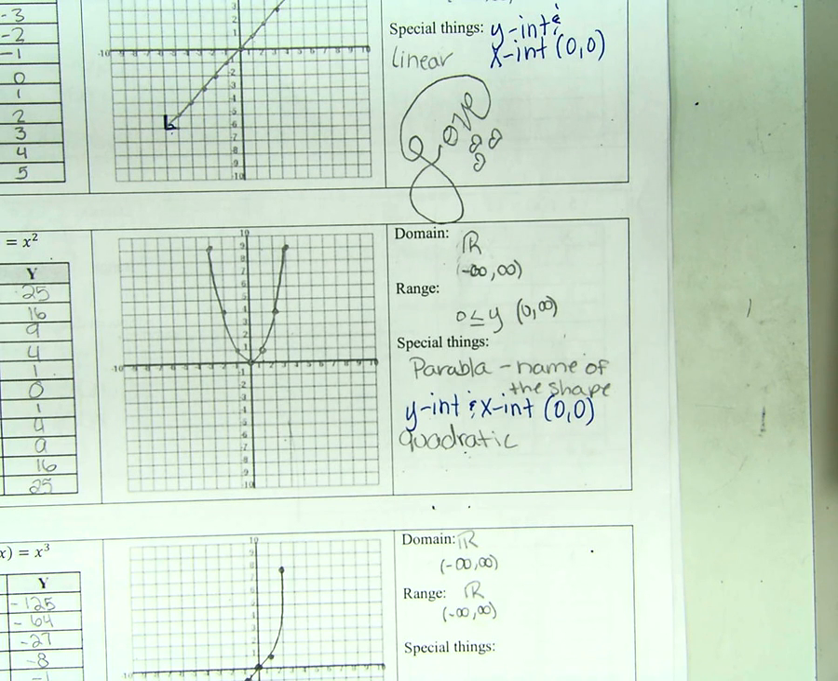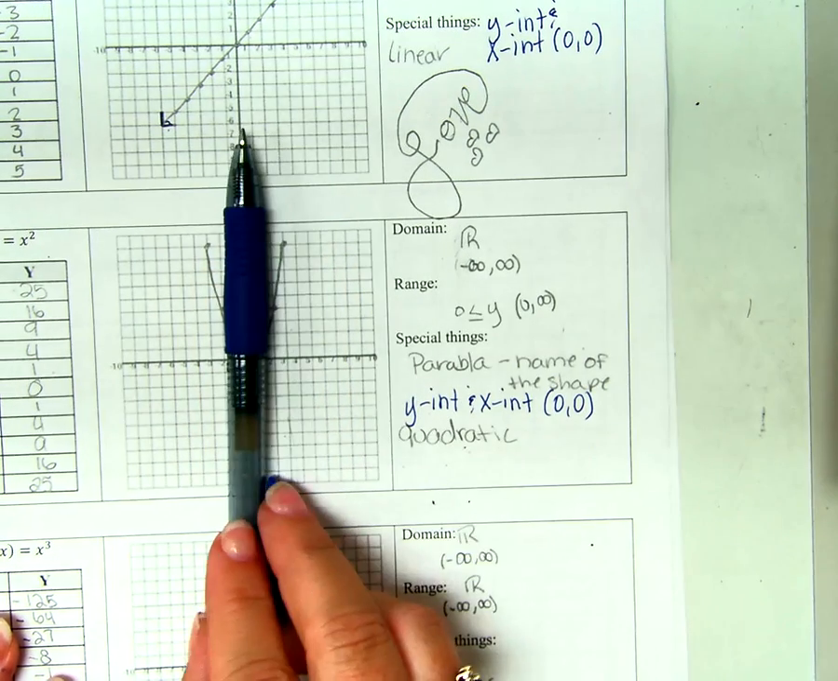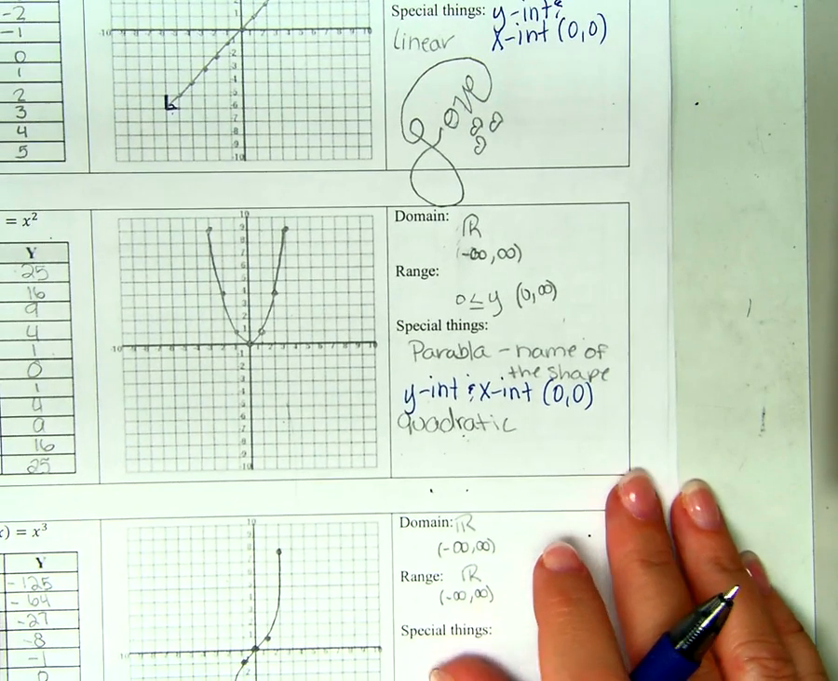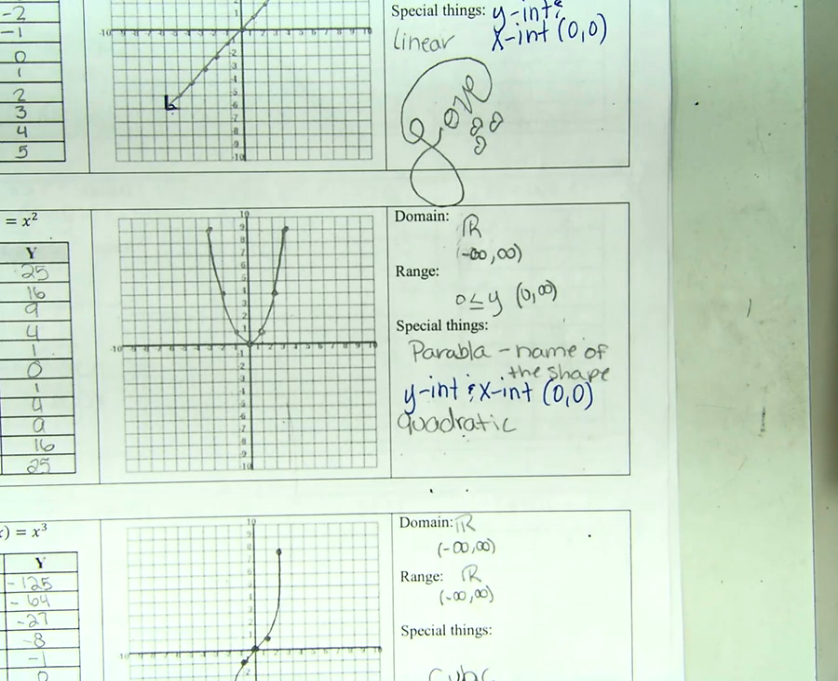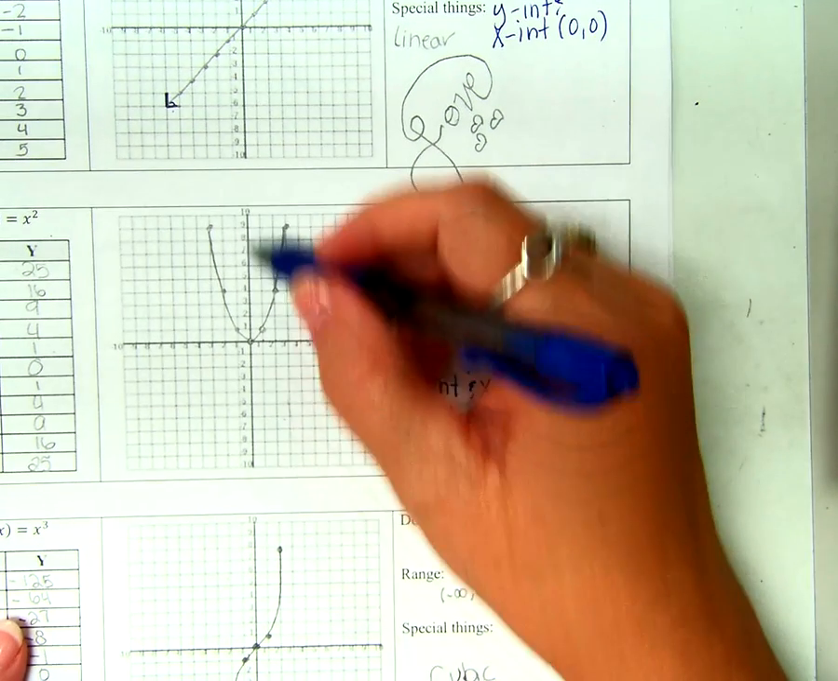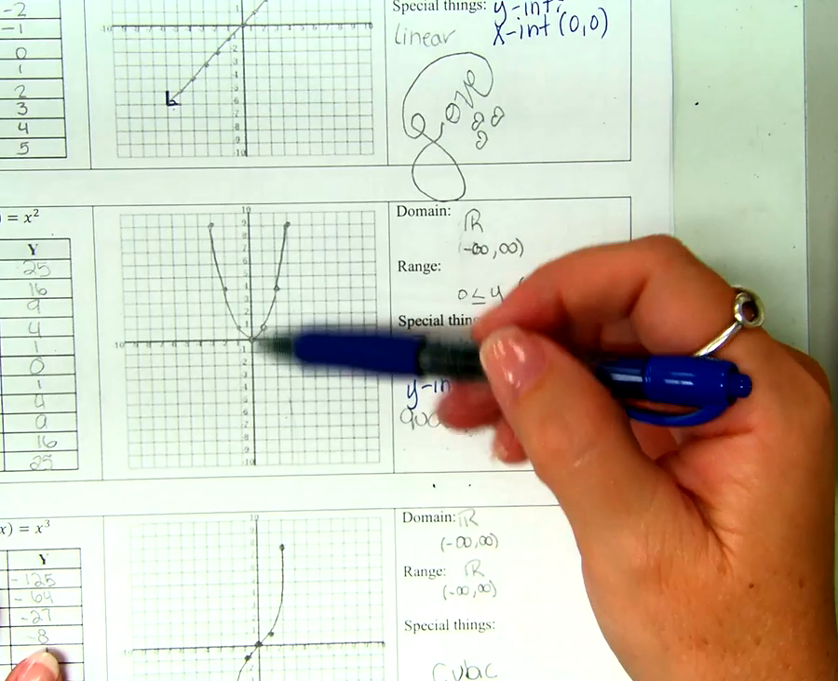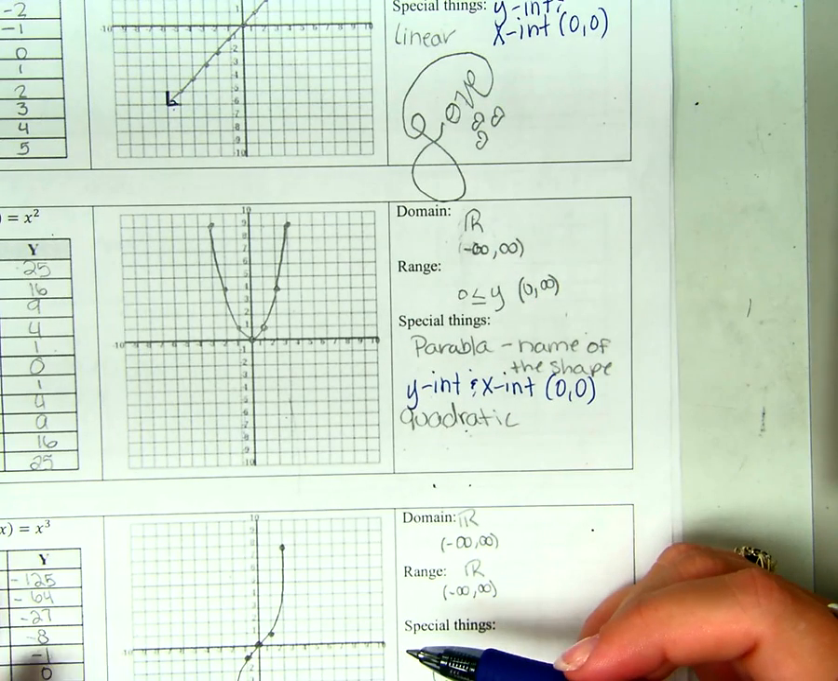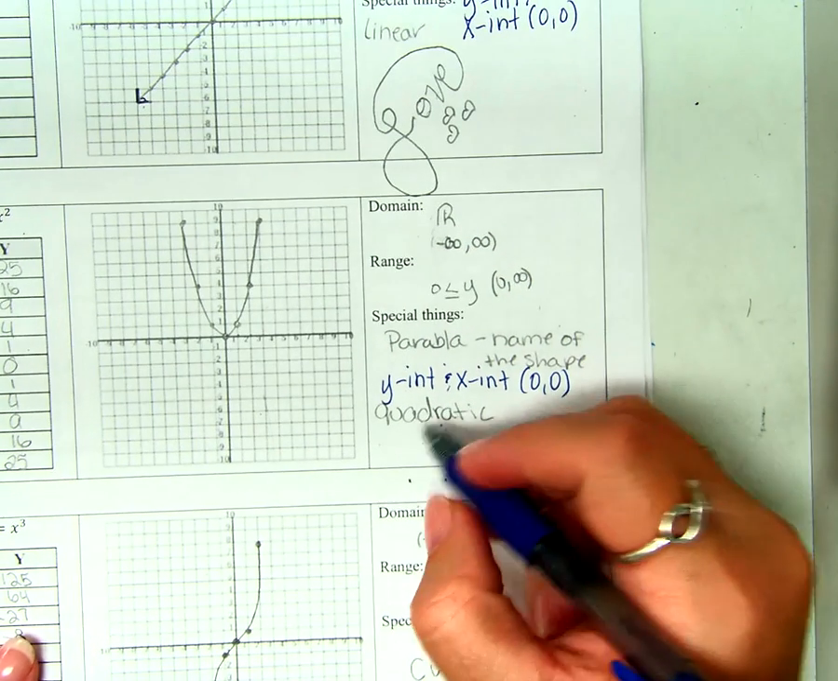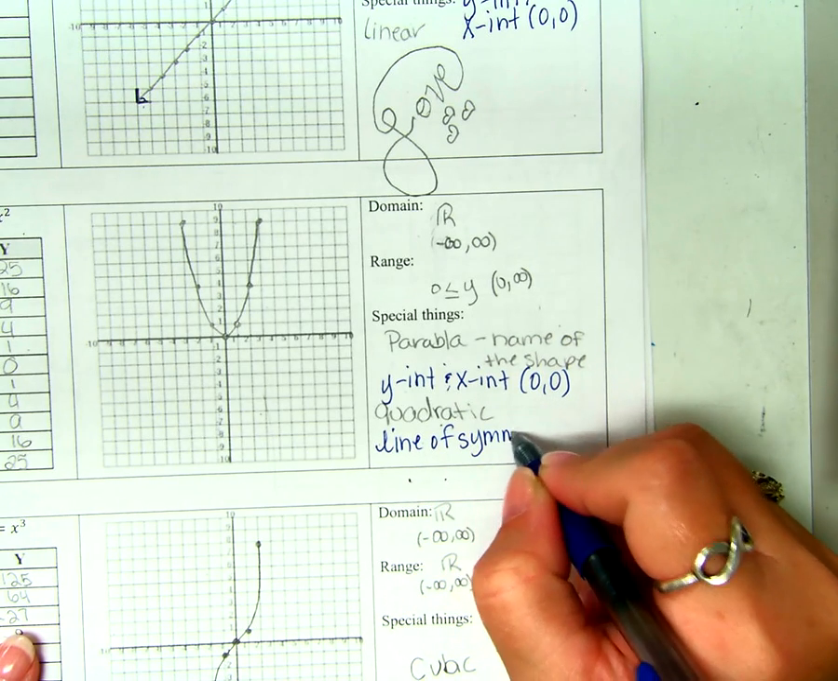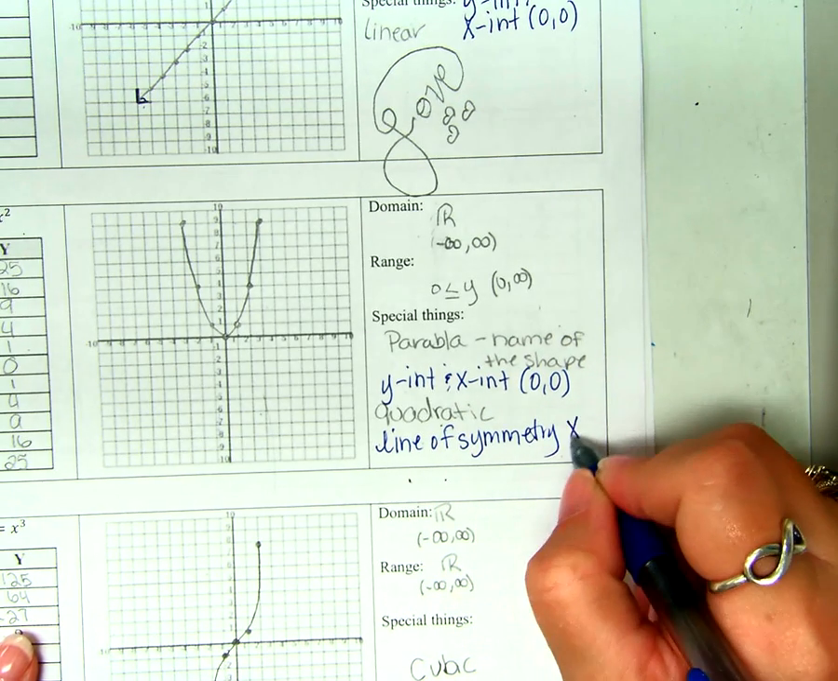Lines of symmetry. The y-axis. So right there. So we don't want to say the y-axis. We want to write the equation of that line. So the equation of the y-axis, remember horizontal and vertical lines, we say which axis it's crossing and where. So which axis does the y-axis cross? And where? 0. So we have a line of symmetry at x equals 0.